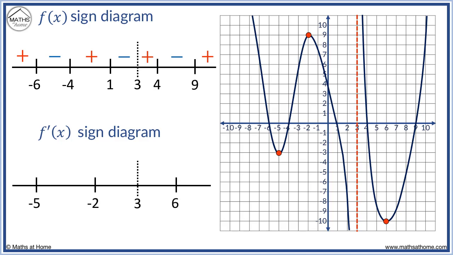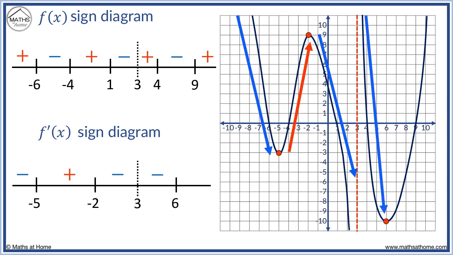Before -5, we are decreasing, so negative. From -5 to -2, we increase, so positive. From -2 to 3, we decrease. And after the asymptote from 3 to 6, we decrease. After 6, we increase. These are the f of x and f-dash-x sign diagrams for this function.